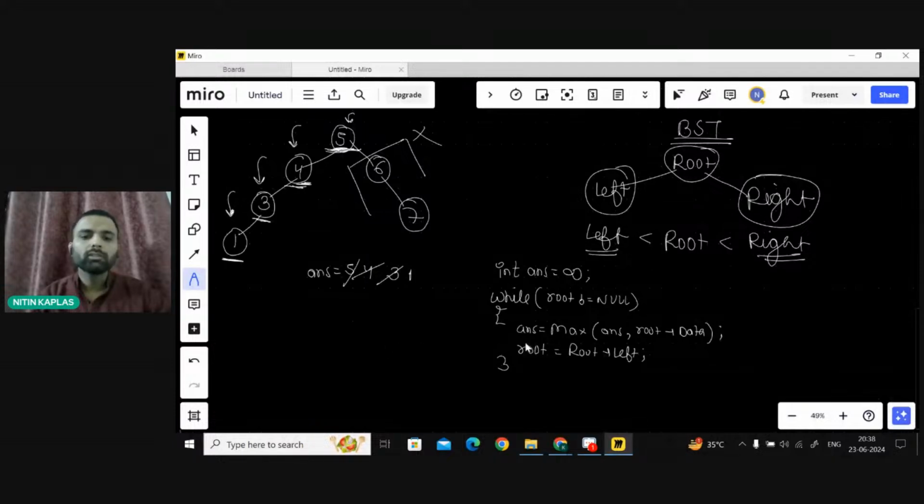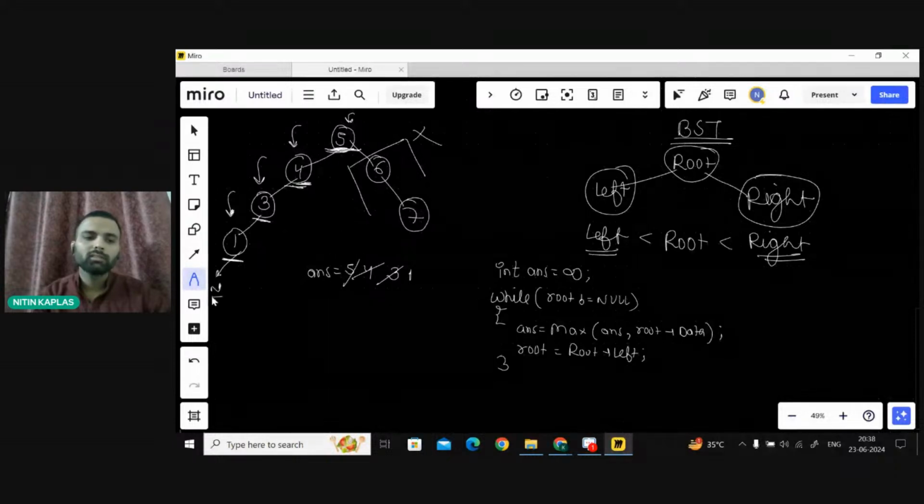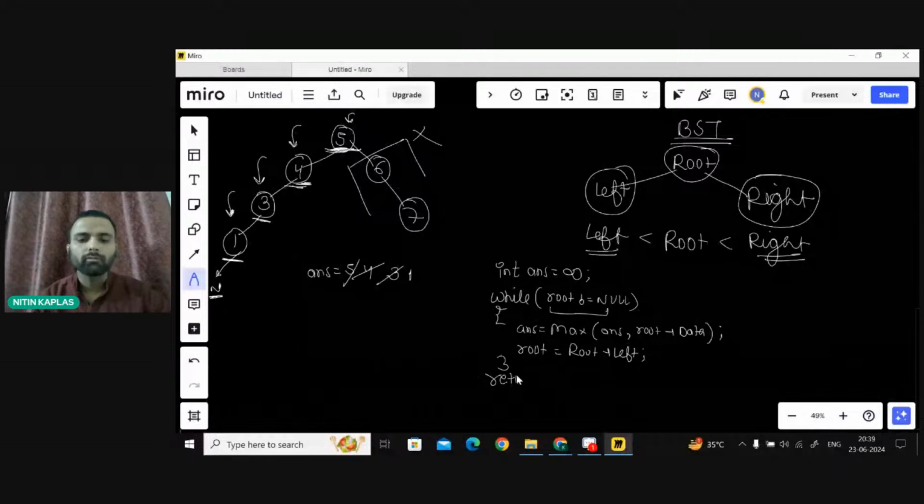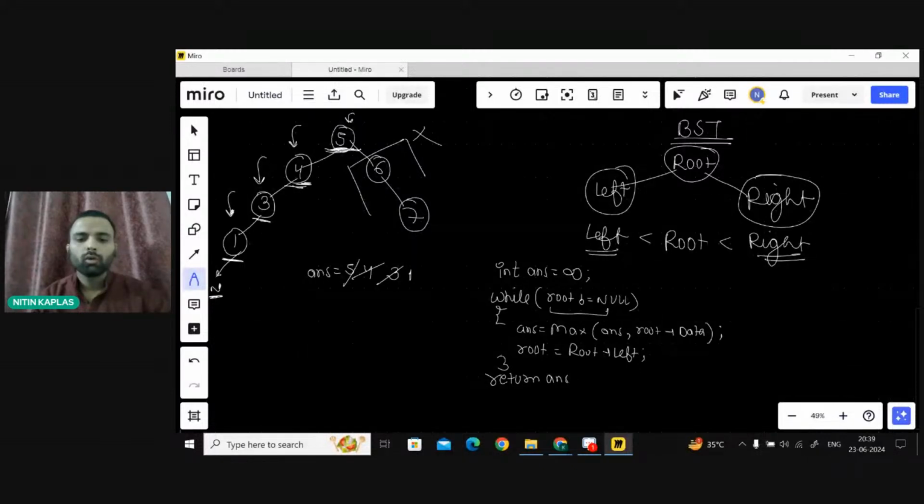Okay, after that, I'm again going to the left part. So it simply tells me nothing is there. Please stop. That's why our stopping case is this. When my root equals null, simply go out of the loop and return whatever value you are storing in your answer variable. That will be the minimum element, right? So that's the simple idea to solve this question.